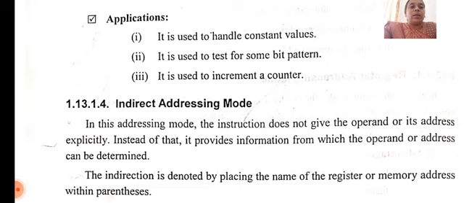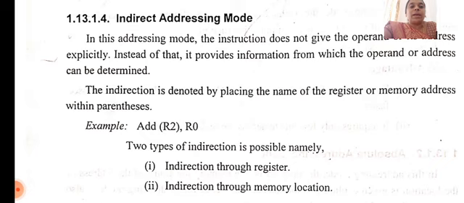The next one is the indirect addressing mode. In this addressing mode, the instruction does not give the operand or address explicitly. The operand or value is not specified directly, but indirectly. The instruction only provides the information from where the operand or address can be determined. The indirection is denoted by placing the name of the register or memory location within parentheses.